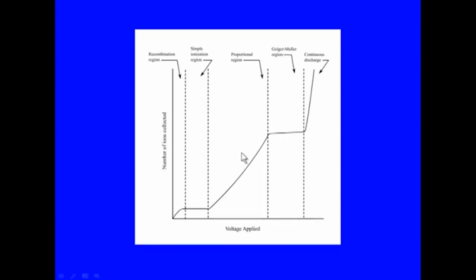Now, these different regions show different effects as the voltage increases. Let us discuss each of them in detail. Let us start with the ionization chamber region. We have already discussed the recombination region, where the voltage is so low that most of the ion pairs recombine and the pulse flow is very low. Now, in the ionization chamber region of the curve, each radioactive particle produces only one ion pair per collision.